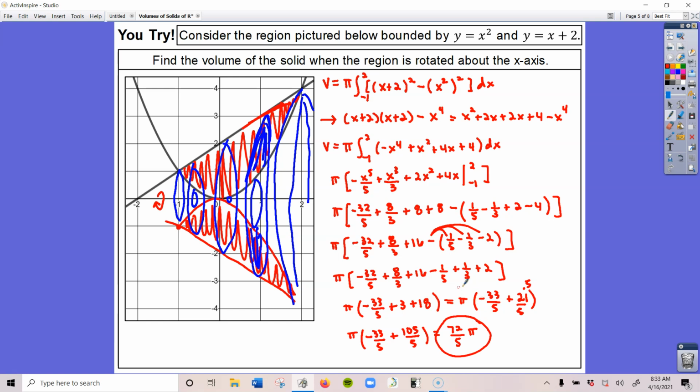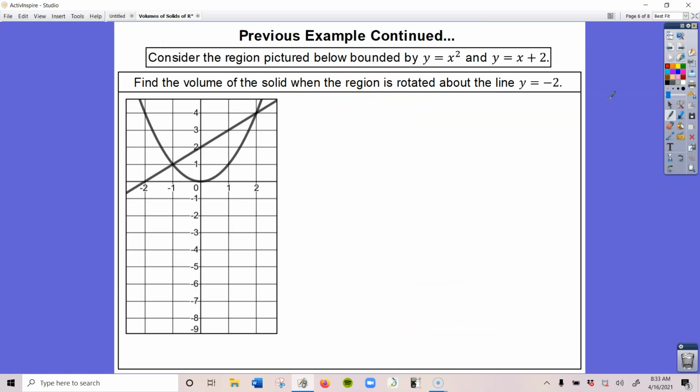Now we're going to continue with this example, but we're going to find the volume of the solid if it is rotated about a different axis of rotation, because in all of the volumes that we've solved as of now, the axis of rotation has been the x-axis, which is 0. But instead for this one, the solid is going to rotate around the line y equals negative 2. So we're going to rotate that graph here.